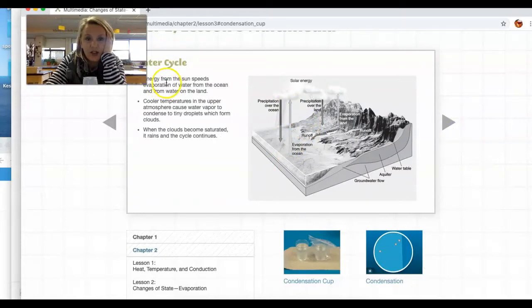Okay, so it says energy from the sun speeds evaporation of water from the ocean and from water on the land. Cooler temperatures in the upper atmosphere. So water evaporates, it enters the upper atmosphere, and it cools down. They condense into tiny droplets which form clouds. When the clouds become saturated, it rains, and the water cycle continues. So evaporation and condensation are two really big parts of our water cycle and are very important to life as we know it.